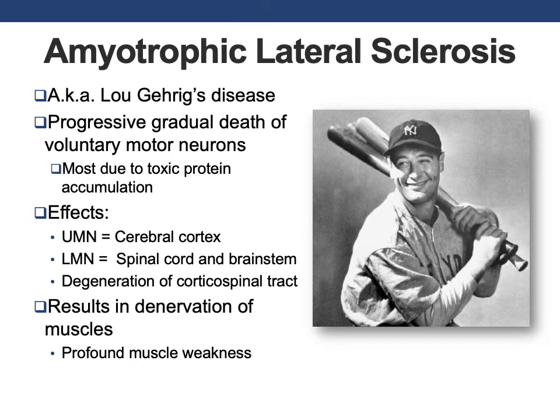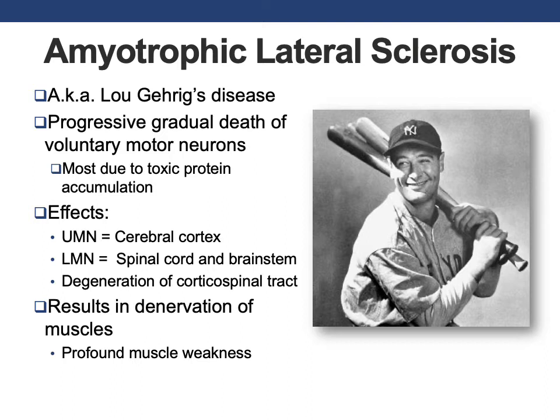Amyotrophic lateral sclerosis is also known as Lou Gehrig's disease. It is characterized by progressive death of voluntary motor neurons. Most, but not all, forms of ALS are due to toxic protein accumulations within the motor neuron.